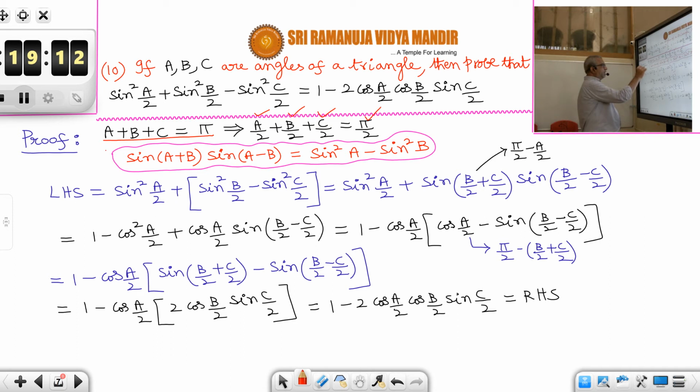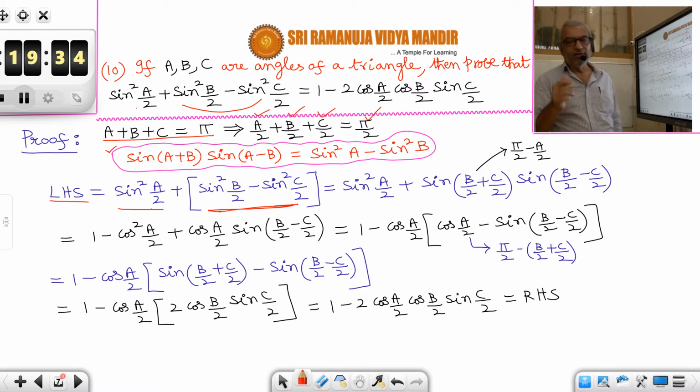Here in this cloud I am writing a formula which will be used later. But let us take the left hand side first. Sin square a by 2 is the first term. Second and third terms I am combining in a bracket. So what is in the bracket? Sin square b by 2 minus sin square c by 2. Which formula do you remember now? Which formula do you have to recollect? This formula in the cloud: sin a plus b into sin a minus b is sin square a minus sin square b. This formula we have to apply in the reverse order.